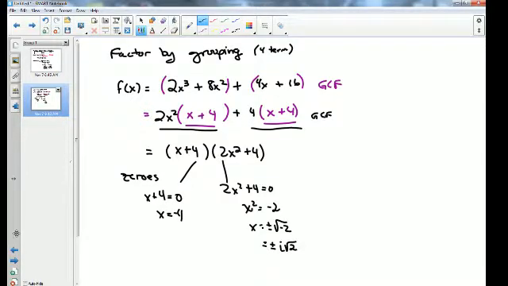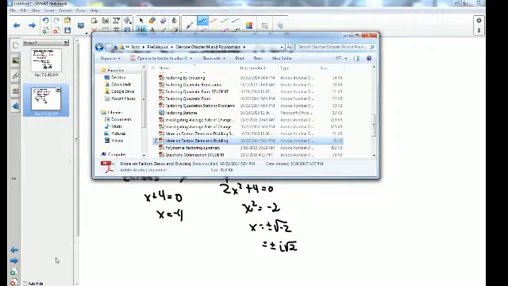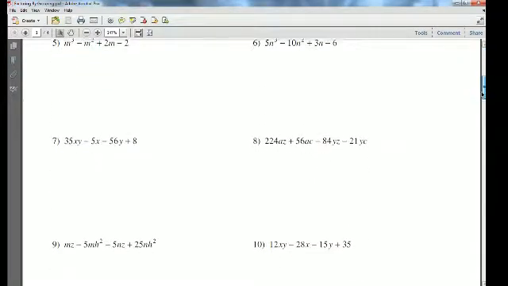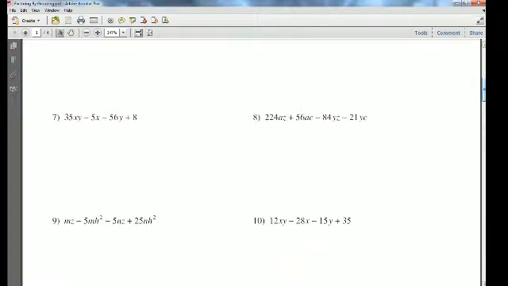Okay, so that's factoring by grouping. Let's see if I can find a really kind of a screwy one. I have no idea why somebody did that, but okay. Let's try number 8.